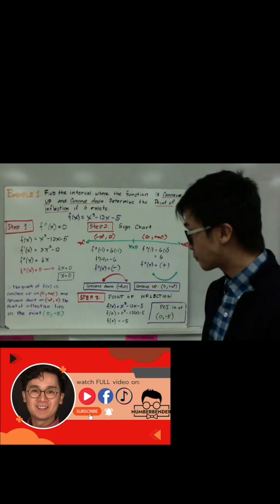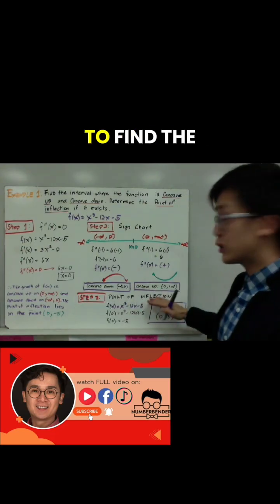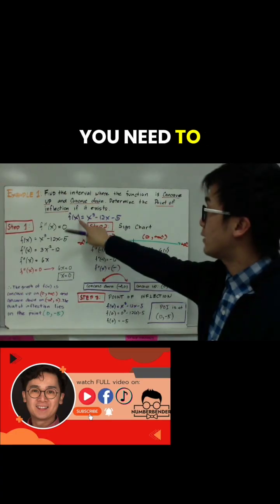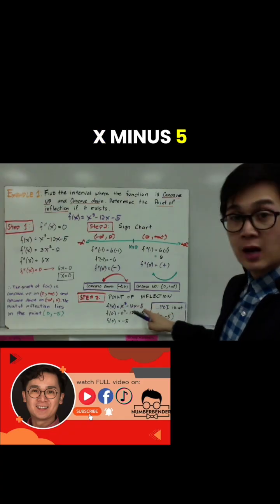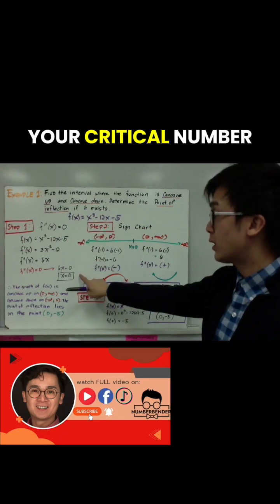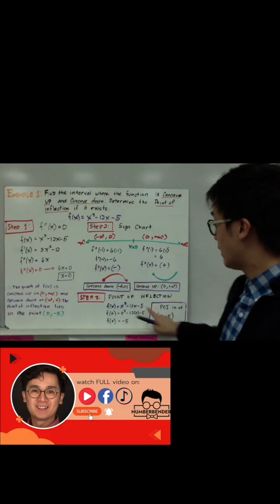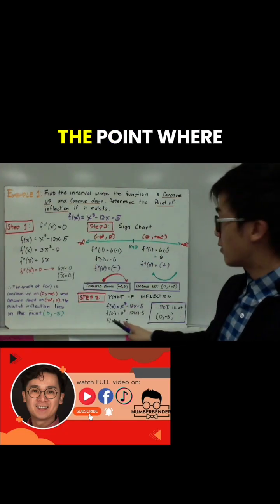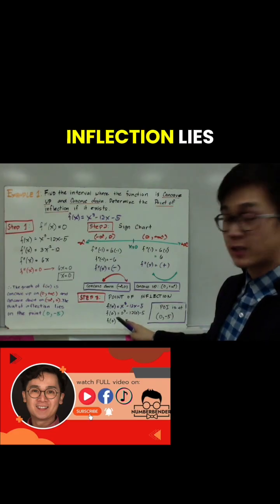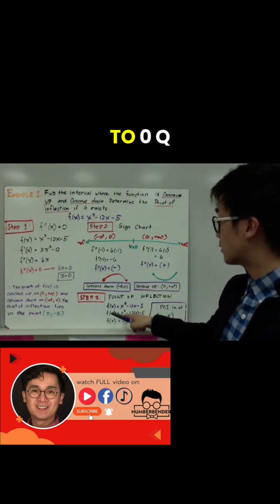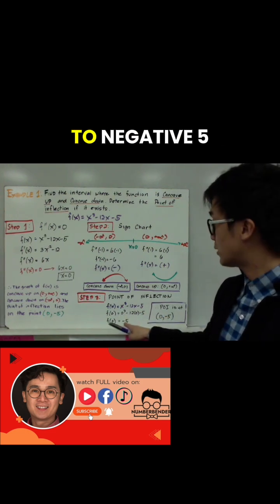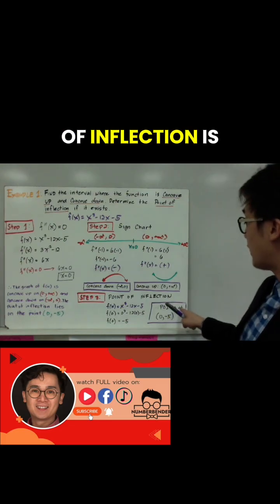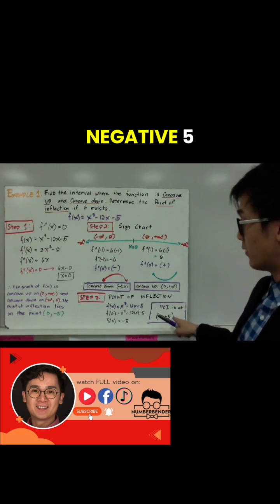So once again, to find the point of inflection, you need to use your original function, which is x cubed minus 12x minus 5, and plug in the value of your critical number from your second derivative to find out the point where the point of inflection lies. So f of 0 is equal to 0 cubed minus 12 times 0 minus 5. Therefore, f of 0 is equal to negative 5. So my point of inflection is at 0 and negative 5.